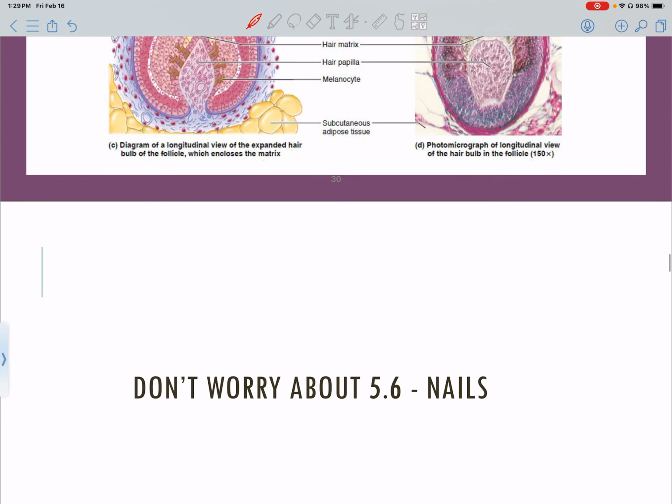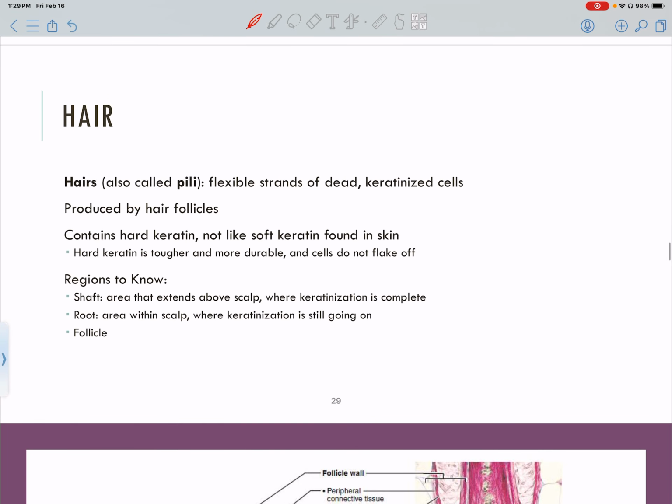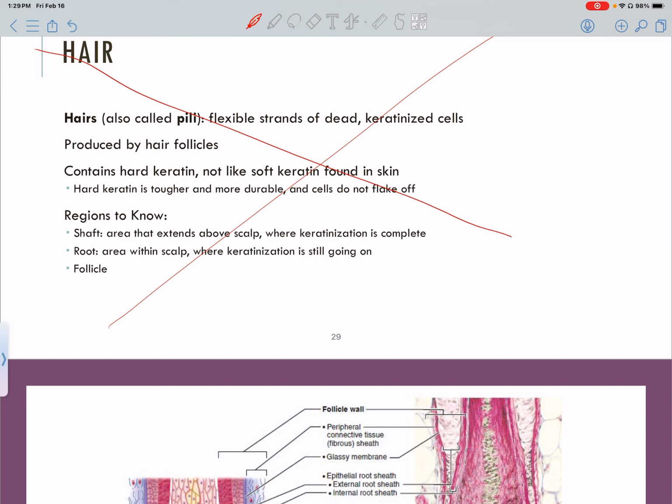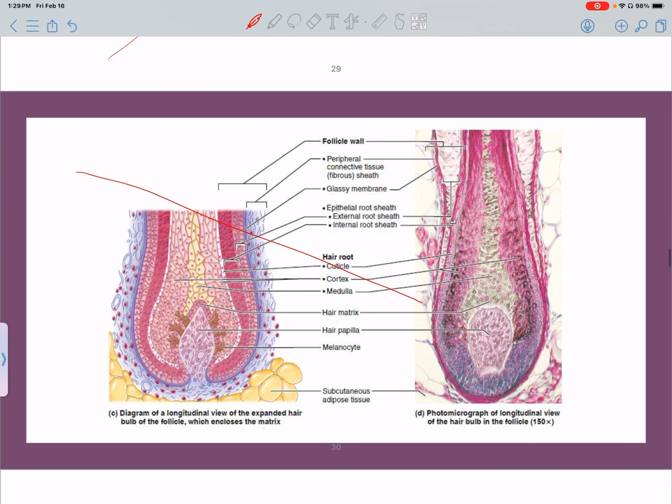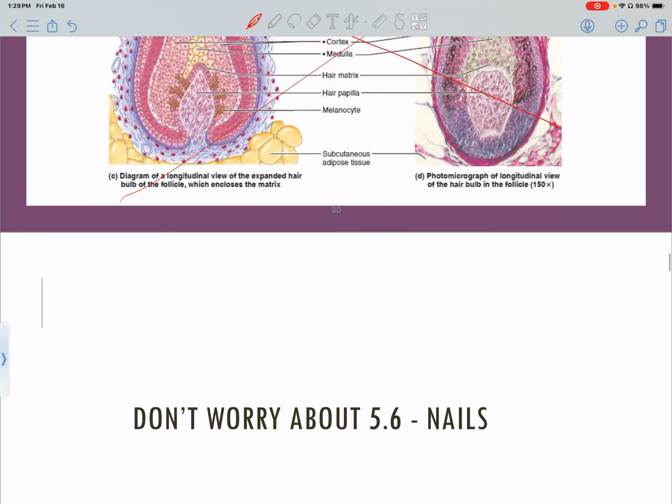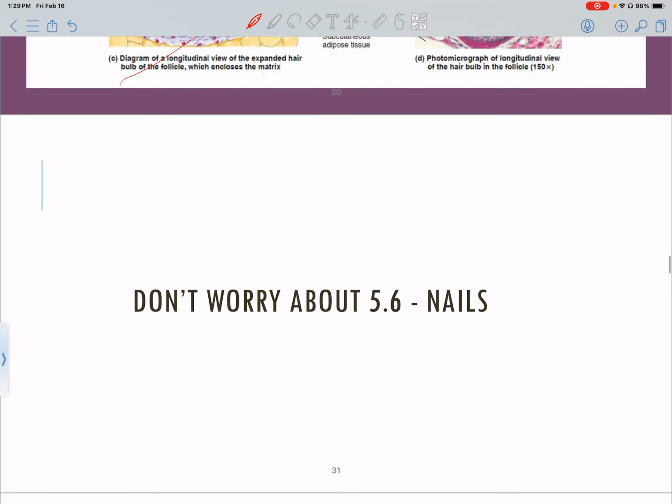So I put that here. Don't worry about this slide at all. The only thing you really need to know for this was the lab. You need to identify the root and the shaft. And that a hair is typically associated with an erector pili muscle, and you do not need to know anything about this. And I put in here, don't worry about 5.6 nails.